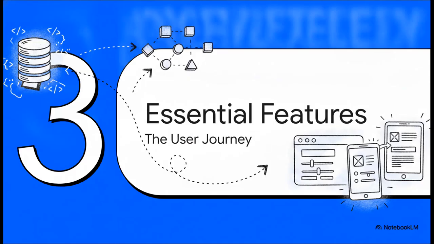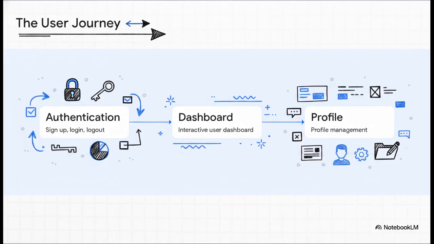Let's jump to Section 3, essential startup features. So how do we take this from a raw database and heavily constrained code into a product people can actually use? Well, the blueprint demands a full user journey right from day one. You've got to build out complete authentication: sign up, log in, log out, forgot password, all of it. Then, users need to land on an interactive dashboard with profile management. Under these extreme constraints, this basic functionality isn't just a nice-to-have, it's absolutely non-negotiable.